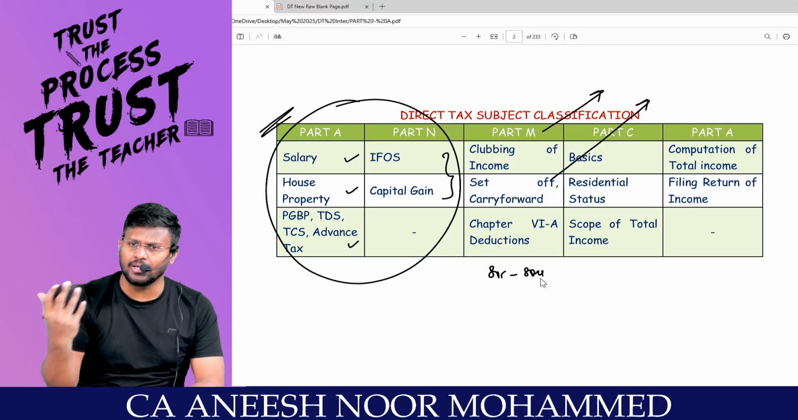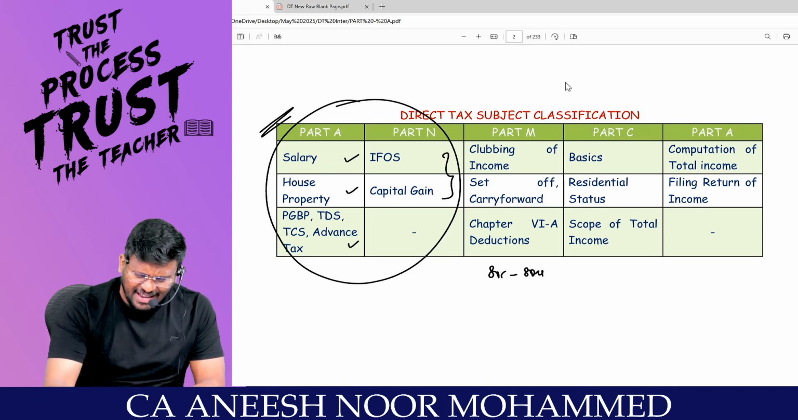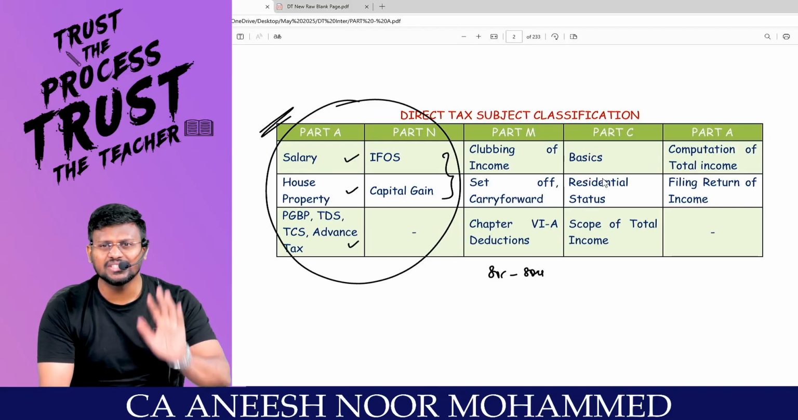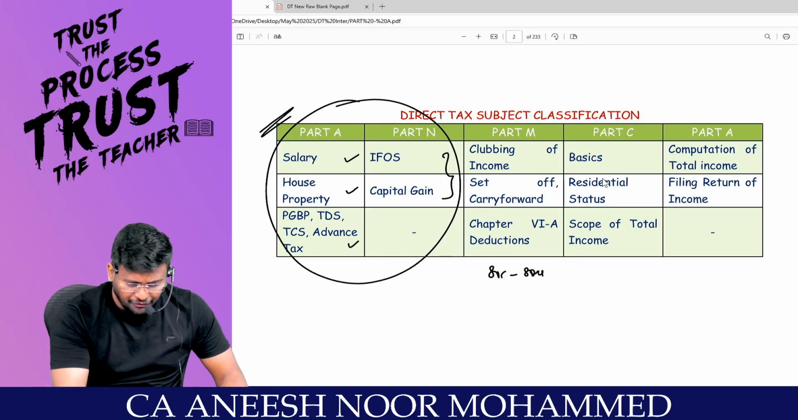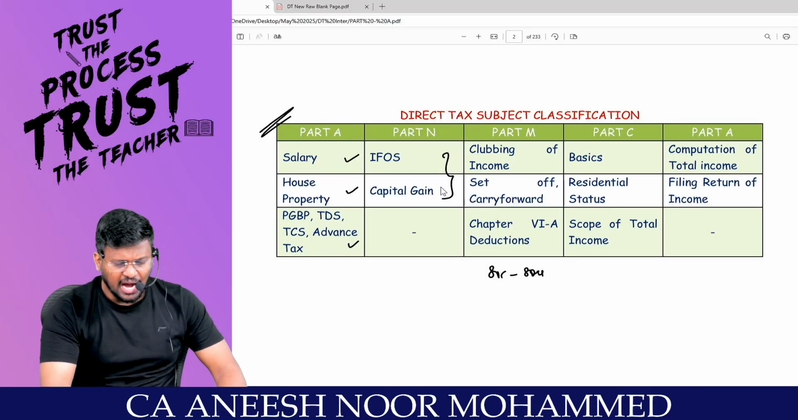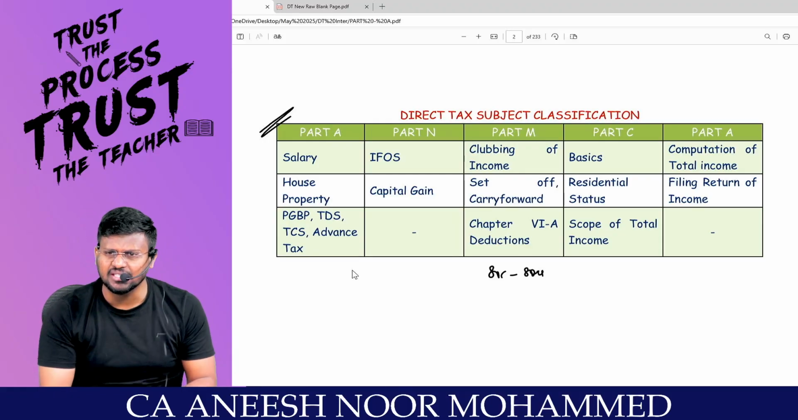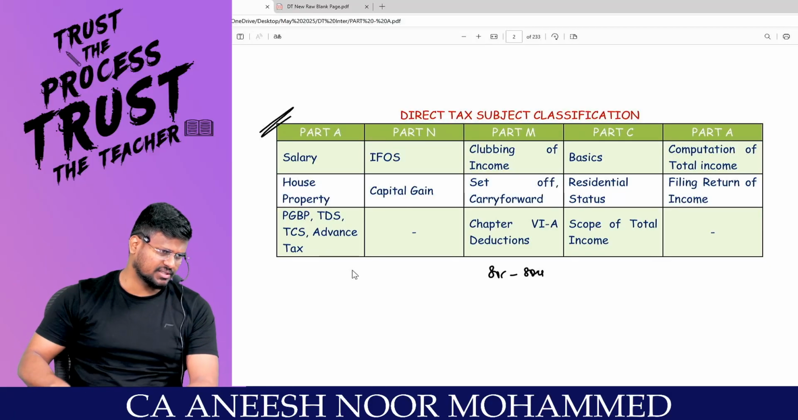Are you all really with me? Then we have basics. Generally in any class, everyone in this world will start with basics only. I will never start with basics. After studying the heads of income, clubbing, set off and carry forward, and Chapter 6A, you will have a very good grip over income tax.